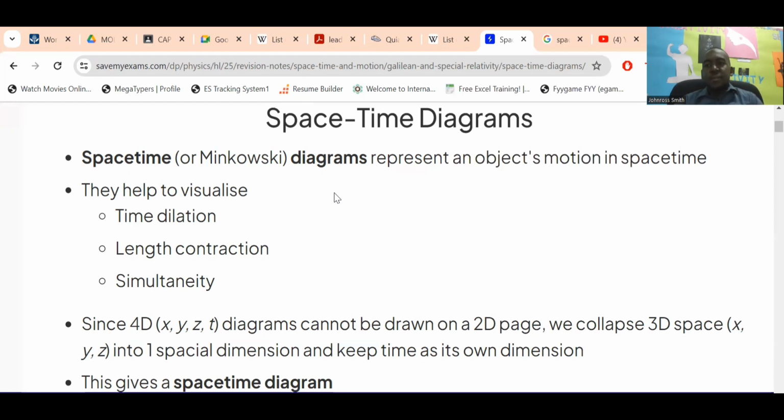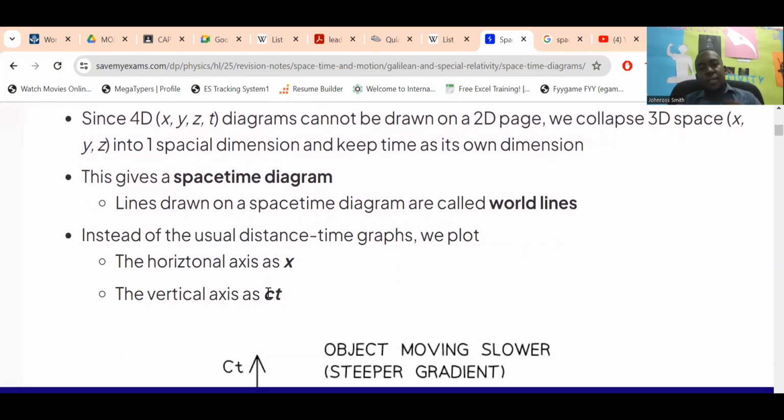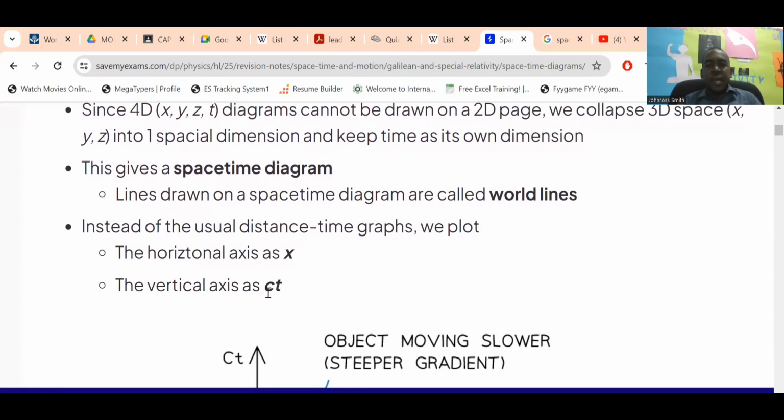Now, this week's lesson will be very short because the space-time diagram is just to help us visualize what's happening in terms of relativity in objects moving in space and time frames. Now, in a space-time diagram, we have two axes. We have the vertical axis and the horizontal axis. The horizontal axis is represented by x, and the vertical axis is represented by the quantity ct. Now we know c is the speed of light and t is time.